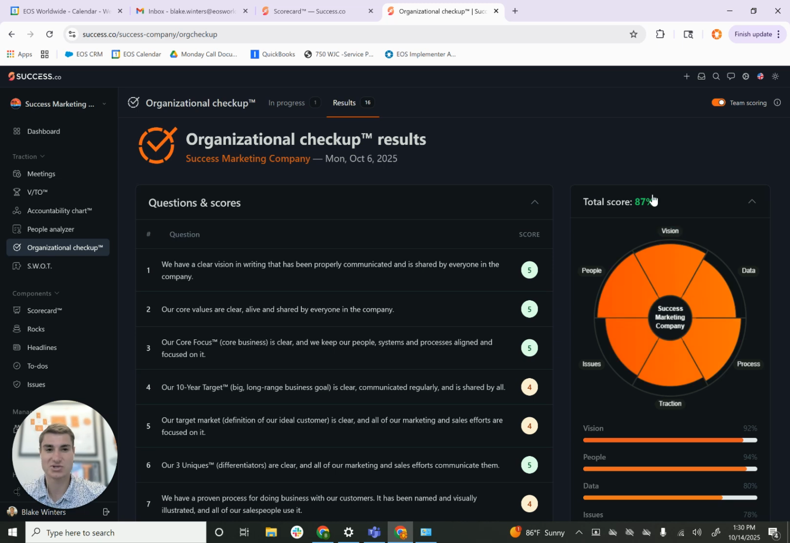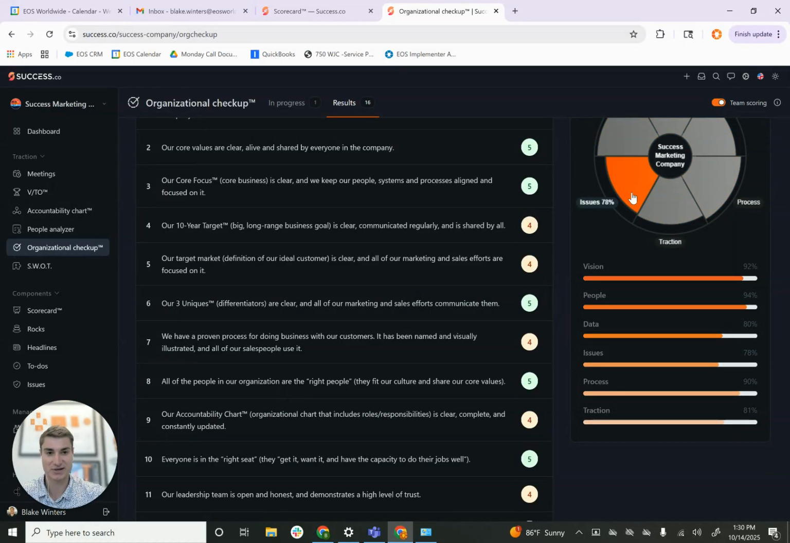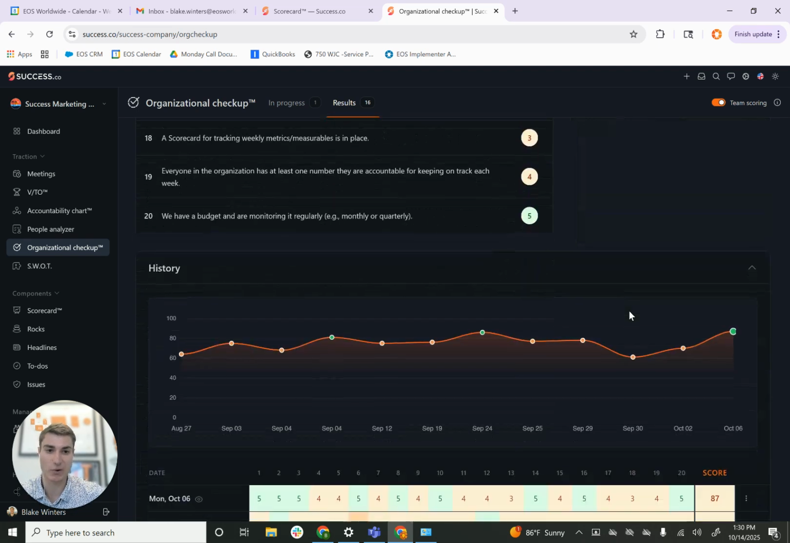For this one, a score of 87%, we say 80% strong is what we're trying to get to. So this organization is absolutely excelling in this example, but we can see data has more opportunity for improvement than vision, which is at 92% strong. So each of these questions ties out to specific key components, and we can see where we're succeeding, where we're falling short, and then we can make any adjustments. We can IDS as we need to progress the entire organization forward.